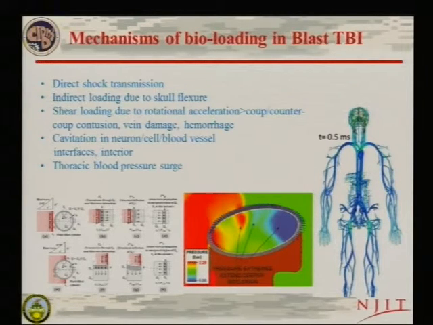For example, the skull itself, like a tube, can be pressurized and depressurized, and that can also affect what happens inside. You can also have cavitation and thoracic surge. These are the various mechanisms. Why is this important? Because this will cause different types of injuries to the tissues. Those injuries then will have different outcomes. The outcome alone may not be enough, but we have to really look at that.